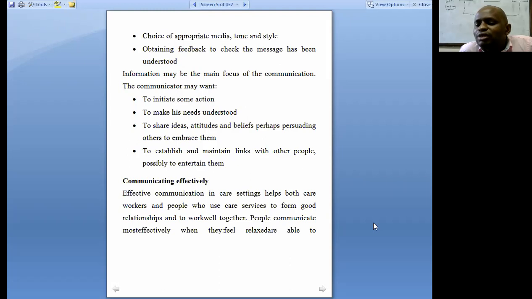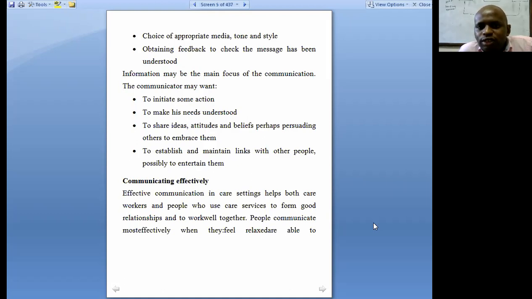And that is why sometimes if you don't receive feedback on a message that you sent, maybe a few hours ago, you sometimes do not feel good because you feel that indeed that message was not well delivered. And that is why it is always encouraged that you must be able to get feedback on what you communicate.